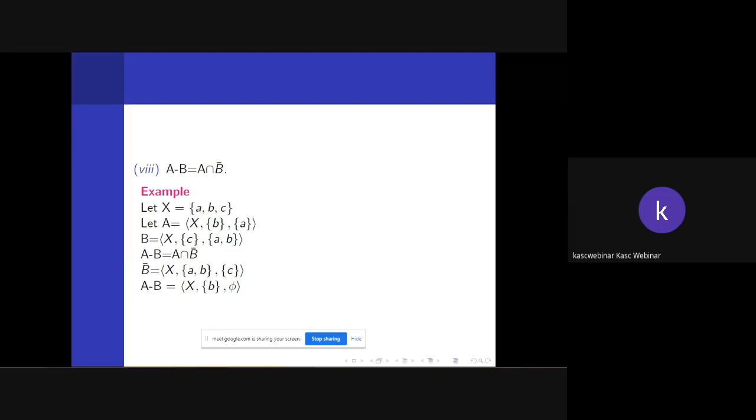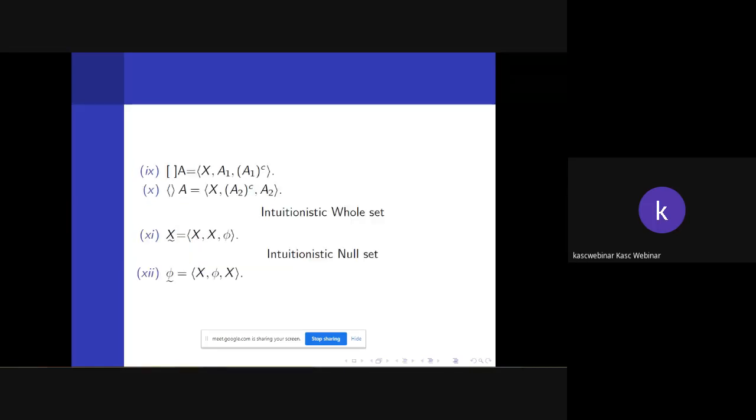So we are checking whether the intuitionistic set satisfies those properties. A difference B is A intersection B complement. B complement, as we know, is interchanging the member and non-member. So A difference B is X, singleton B and phi. So these are the operators. The necessity operator, you call that square bracket A. Suppose, as I always told you, we will consider the membership functions. So A1 is a member, and the non-member is A complement.